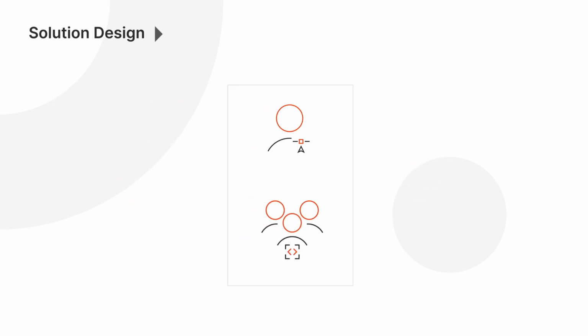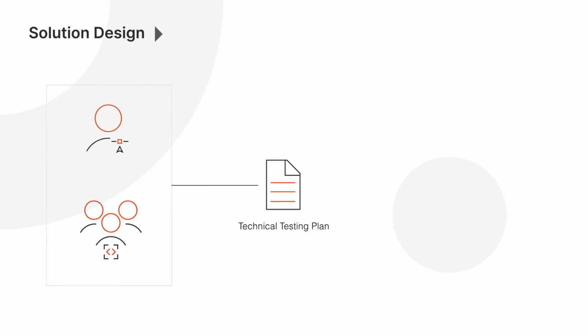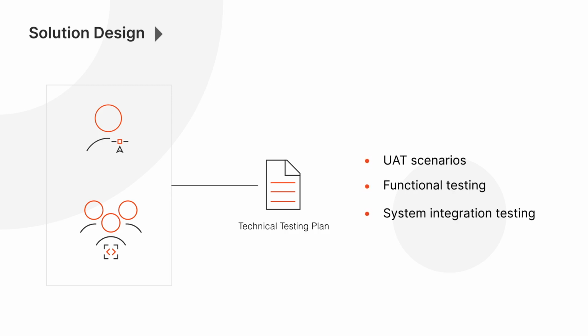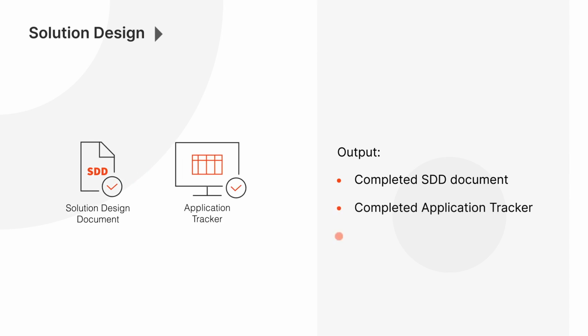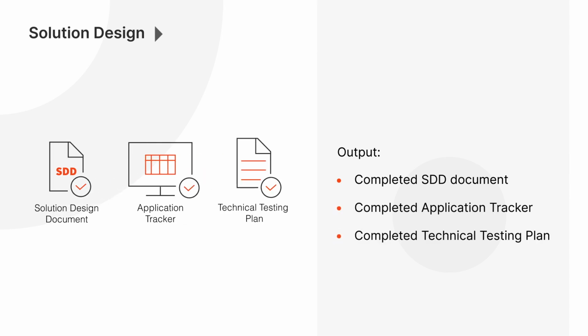Once a solution has been determined and fleshed out, the solution architect and automation developers work together to prepare the technical testing plan, which should encompass UAT scenarios, functional testing, and system integration testing. The outputs of this stage are the approved solution design document, completed application tracker, and completed technical testing plan.